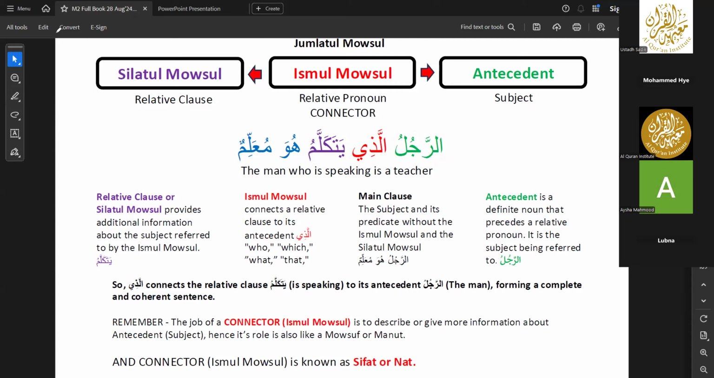Does silence mean, can I hear responses? Because I just want to hear, is everyone okay with this? So, yatakallamu is the silatul mawsul, is it? Or huwa muallimun? Who can answer that?